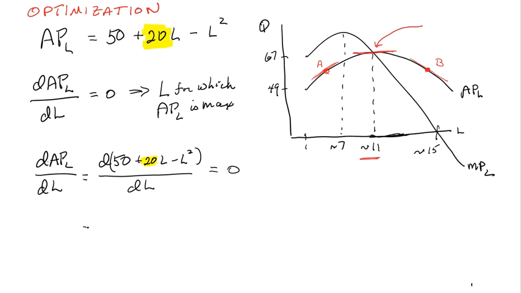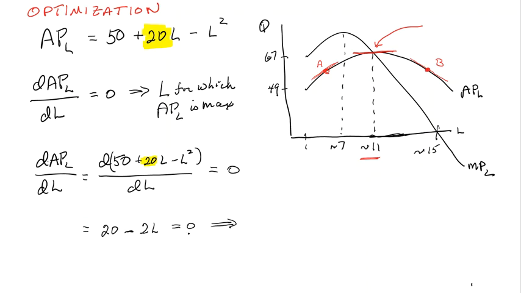So how to take the partial derivative of this? You get three different terms, add it together. The derivative of a constant is 0, doesn't change. The derivative of 20L with respect to L is 20 times the derivative of L over the derivative of L. Those cancel. Derivative of L squared, I've already taken the minus here. The derivative of L squared is 2L. And we set that equal to 0.